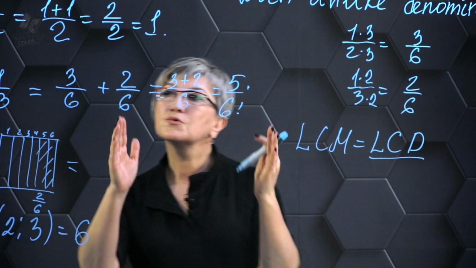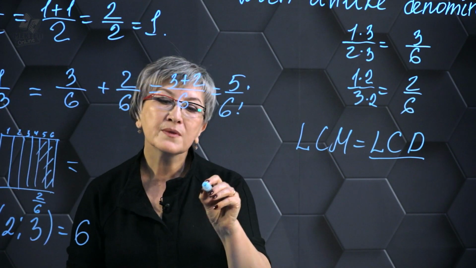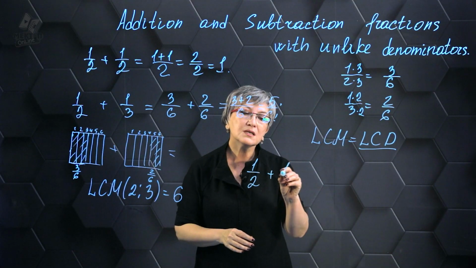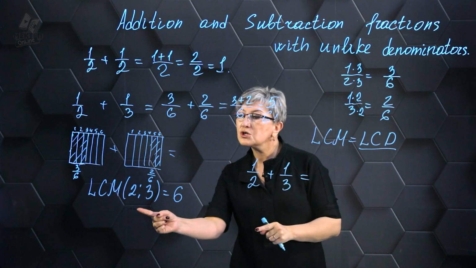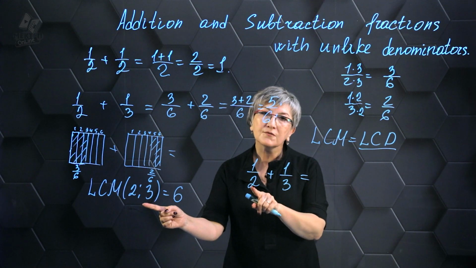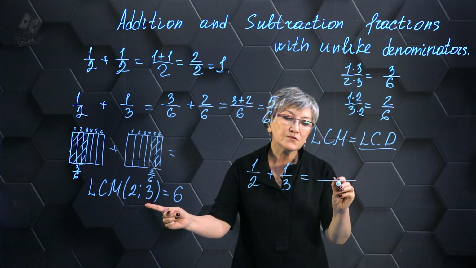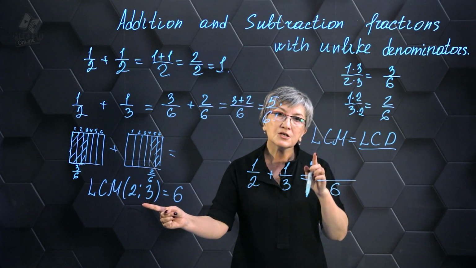So what do we end up with? Let's return to our example, 1/2 added to 1/3. So what action did I take? I found the smallest common denominator for the given numbers, which were 2 and 3. It is going to be 6. So I wrote it down as 6. What did I do after that?